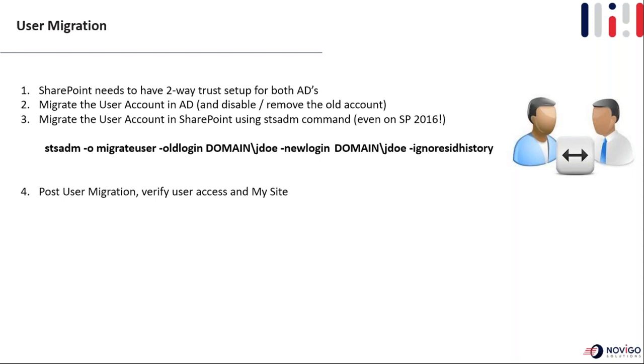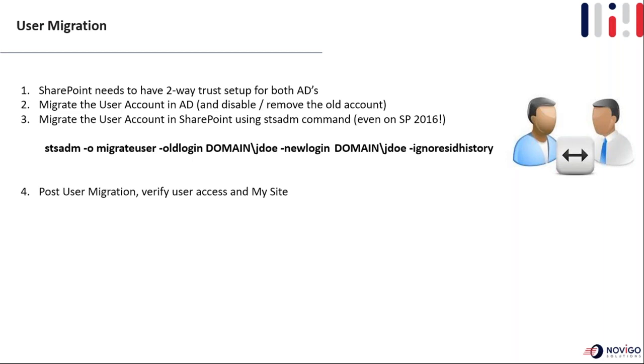Before you start the migration, you need to migrate the user account in Active Directory. You can use tools like the migration tool ADMT from Microsoft, or there are other tools available like Quest, for example, which allow you to migrate users between Active Directories. You need to migrate your user account in the Active Directory and disable the old account, or you can remove the old account. The reason here is if you do not disable the old account, the user is still able to log into your machines or on your SharePoint using the old credentials.